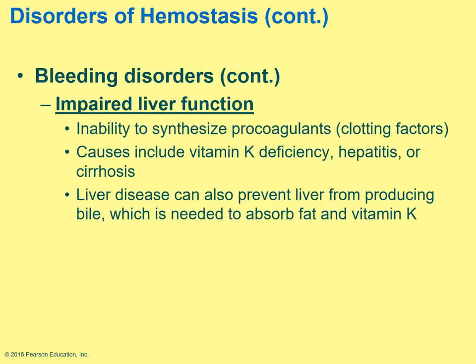Sometimes bleeding disorders may be due to impaired liver function, so you're not able to produce enough of the clotting factors. They may be involved with a vitamin K deficiency. Could be due to hepatitis, could be due to cirrhosis of the liver. So the liver disease ends up having another problem in that you're not producing enough of the clotting factors. Another problem there is the liver produces bile, and if you have a type of liver disease that decreases the bile production, bile is needed to absorb fat and vitamin K.